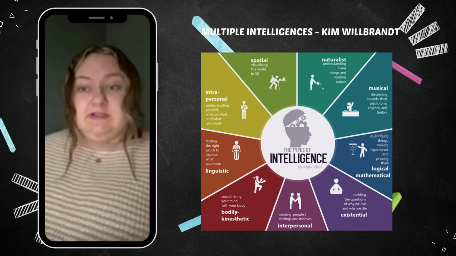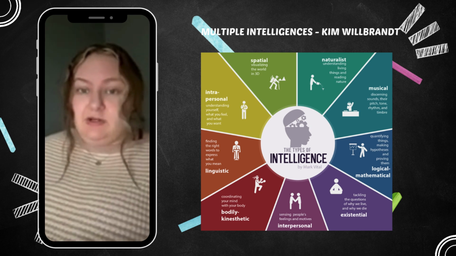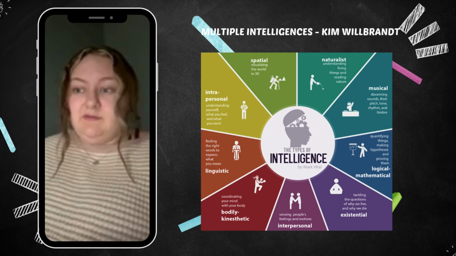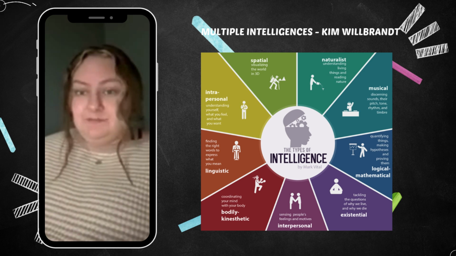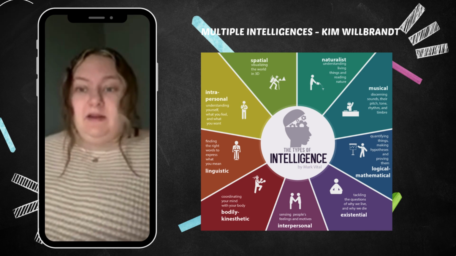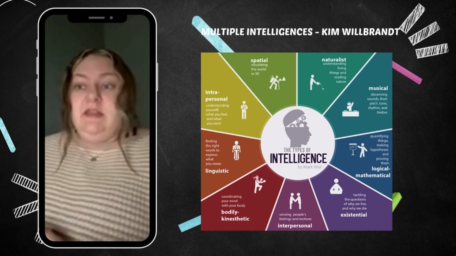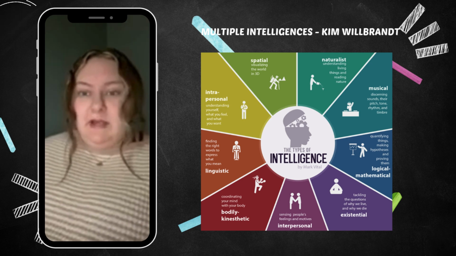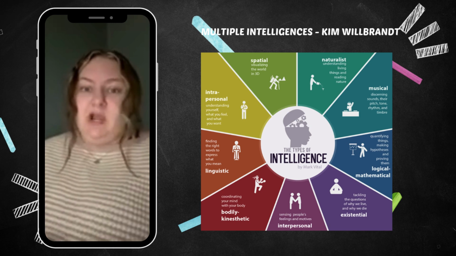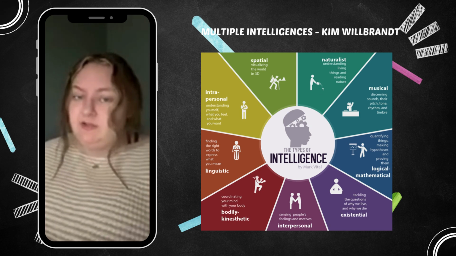Next, we have spatial intelligence. This is the ability to generate, retain, retrieve, and transform well-structured images. Then we have bodily kinesthetic intelligence. That is touching and movement-based. It's the capacity to manipulate objects and use a variety of physical skills in order to understand a concept.